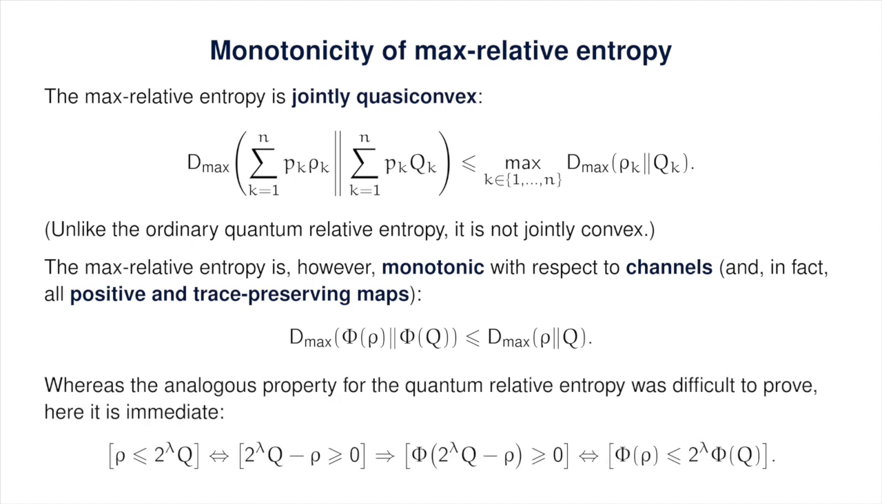If ρ is less than or equal to 2 to the lambda times Q for some choice of lambda, then by the positivity of φ, it must be the case that φ of ρ is less than or equal to 2 to the lambda times φ of Q. And from this, the inequality follows. We didn't actually need φ to be trace-preserving for this argument, but because we have only defined the max relative entropy when the first argument is a density operator, we do need φ of ρ to have trace 1 in order for the max relative entropy of φ of ρ with respect to φ of Q to be defined.